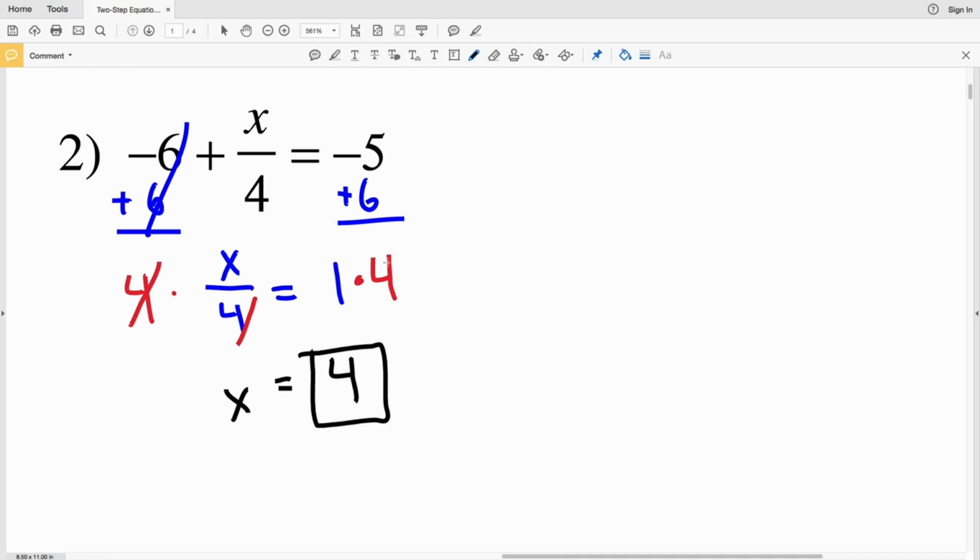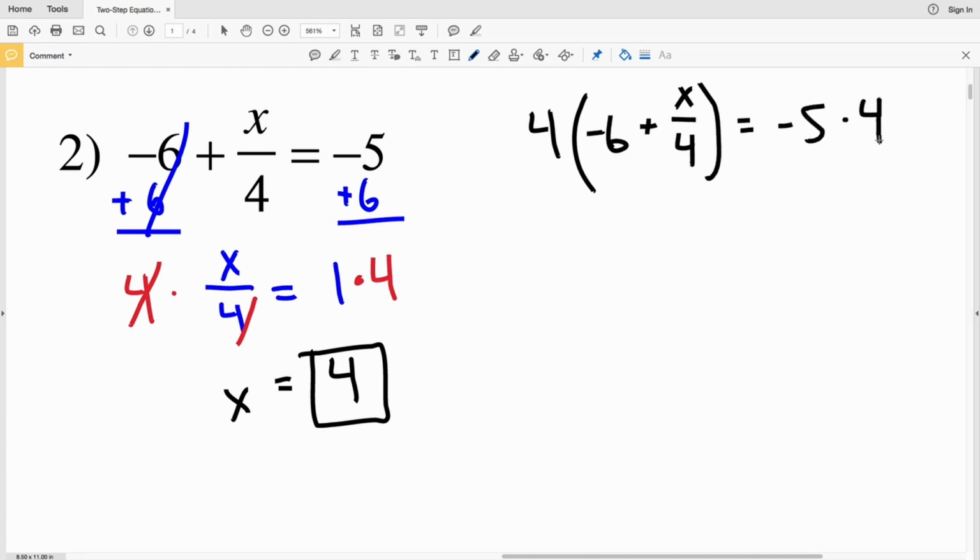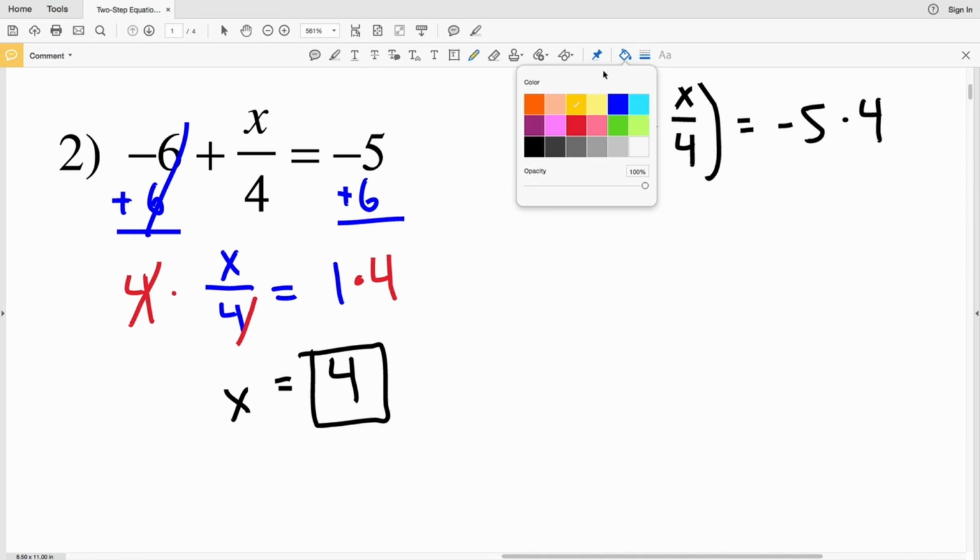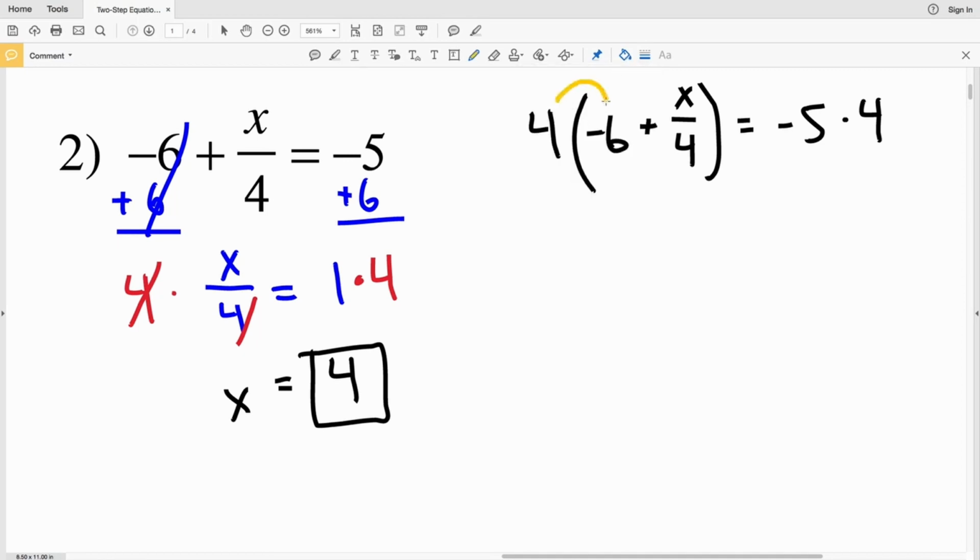Now let me go ahead and show you the other way you could also do this. Let's go ahead and multiply by 4. If we do that, we're going to have to multiply both sides by 4, but we're multiplying this entire quantity. So the 4 gets multiplied to the negative 6 plus the x over 4, which is equal to negative 5 times 4. So we're going to distribute. 4 gets multiplied to the negative 6, and then 4 gets multiplied by x divided by 4.